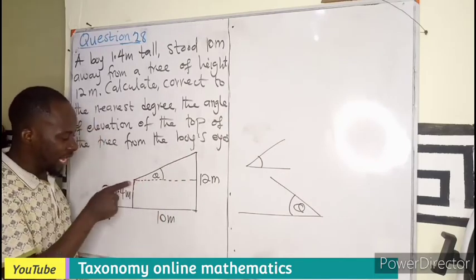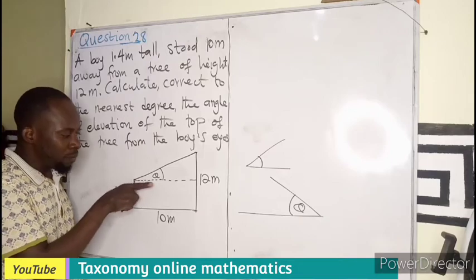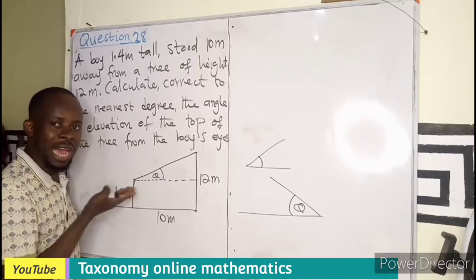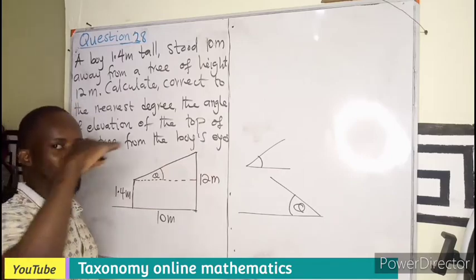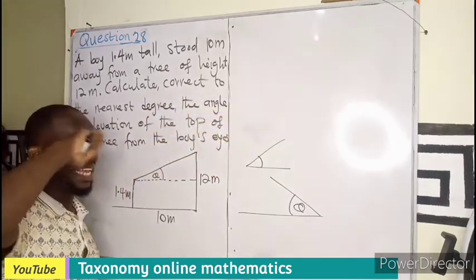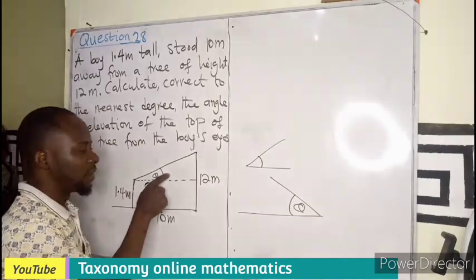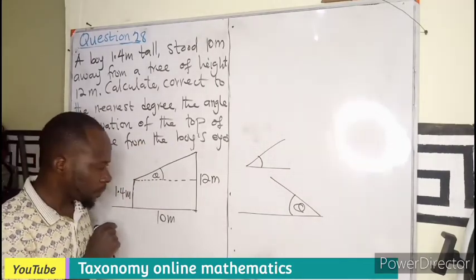Rather, the angle from the boy's eye make with the horizontal line, that is the eye level. If I am here, my eye level is like this. If I raise my eye, the angle I will fall on top of the eye level is what we are calling as the angle of elevation.